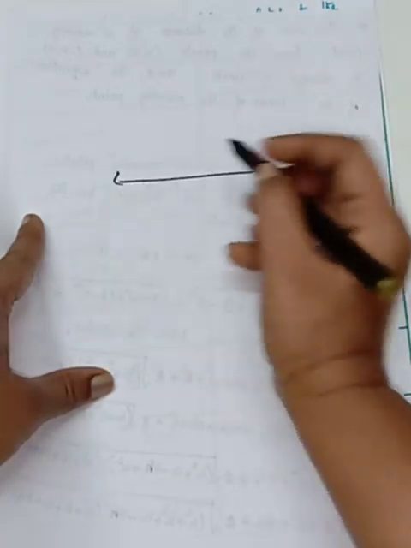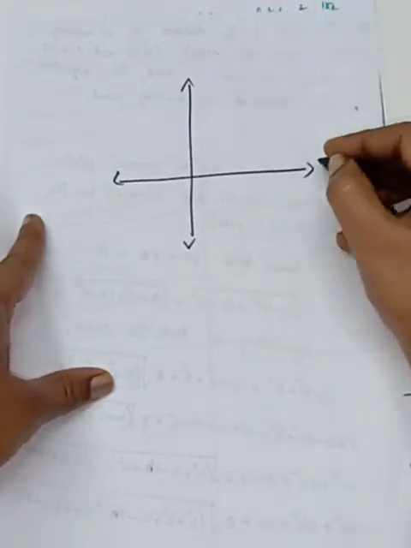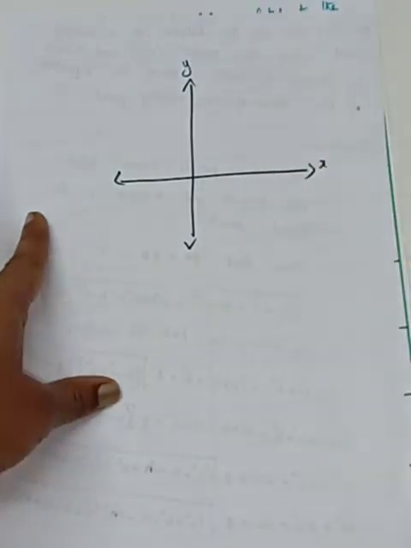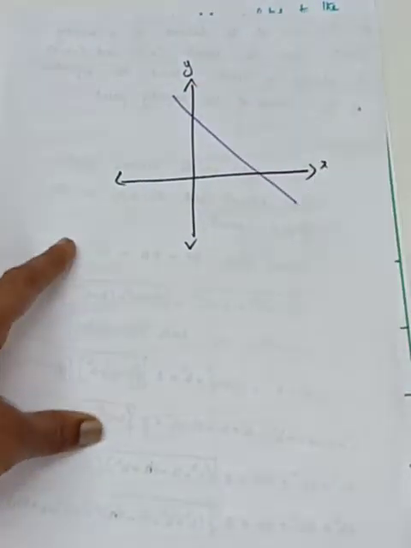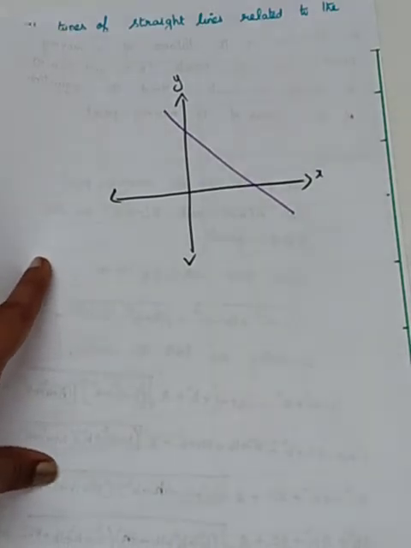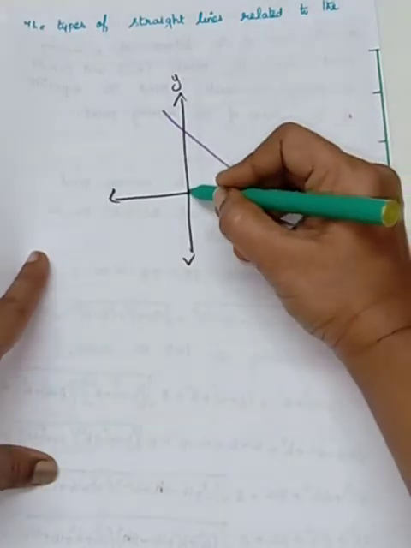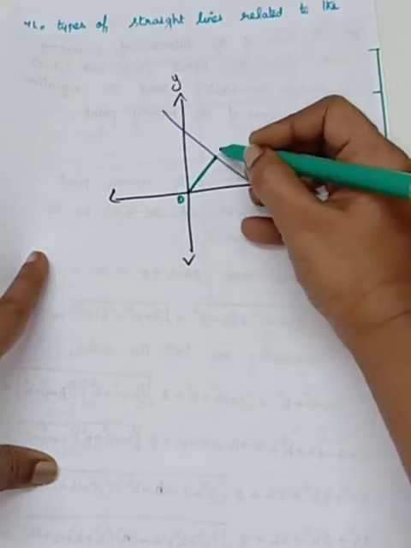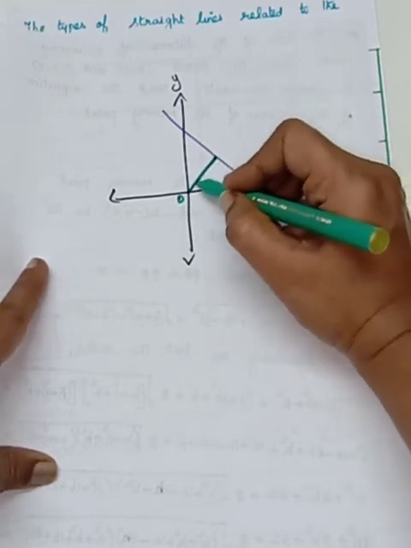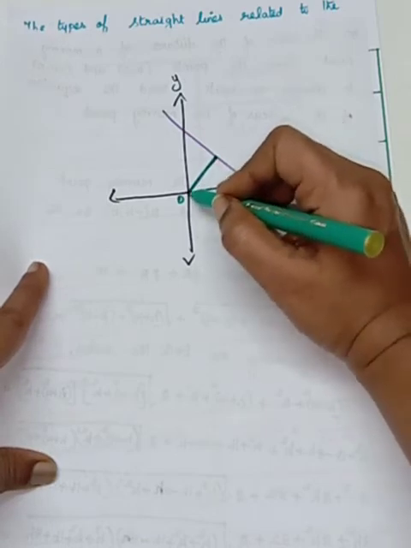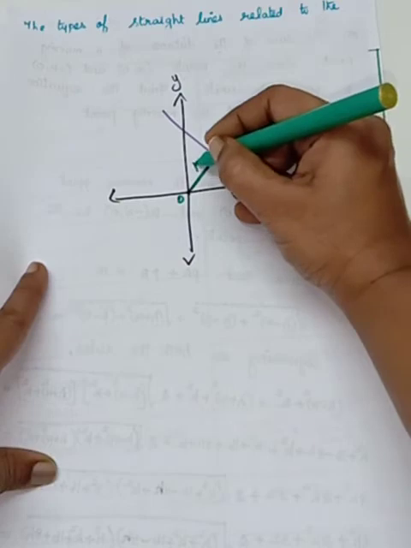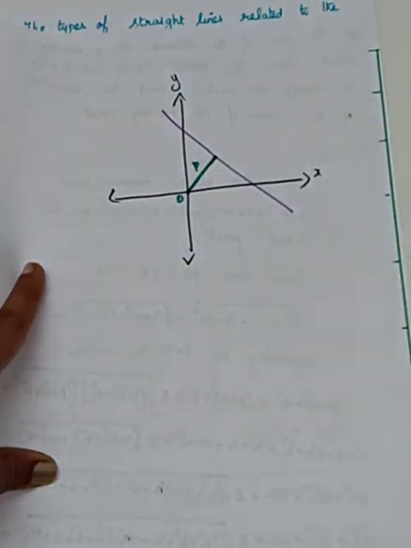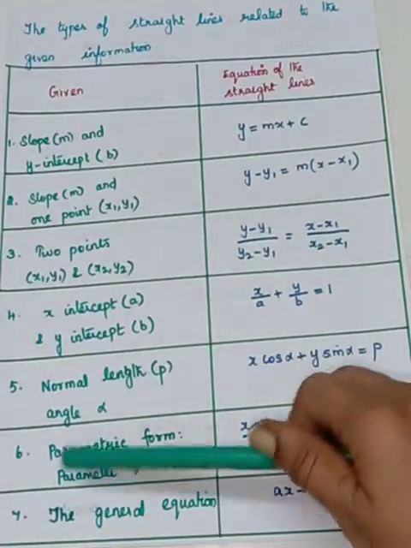Here I have drawn the x-axis and y-axis. So this is your x-axis and this is your y-axis. If I draw the straight line, this is the straight line. So what does the normal length mean? It's the distance from the origin to the straight line. It's the perpendicular distance from the origin to the straight line. That is the normal length. Here this normal length is given as p. And the angle alpha.